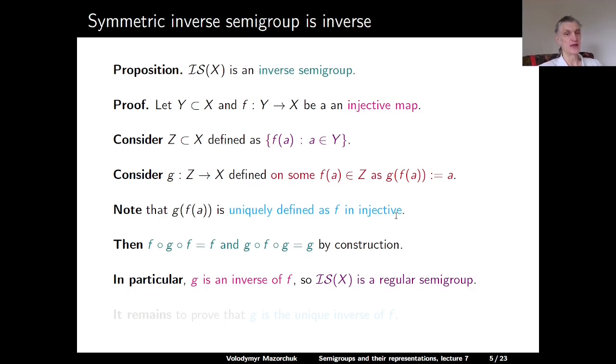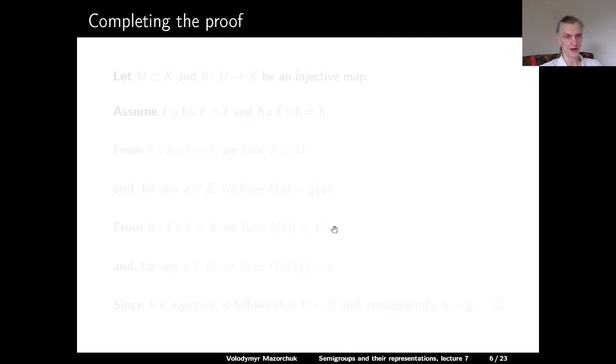We have just proved that each element of IS of X has an inverse in the semigroup sense. And in order to prove that it's an inverse semigroup, we need to prove that this inverse is actually unique. So this element G, which we constructed, is the unique inverse of F. So let U be a subset of X and H an injective map from U to X, such that H is an inverse of F. So F after H after F is equal to F, and H after F after H is equal to H.